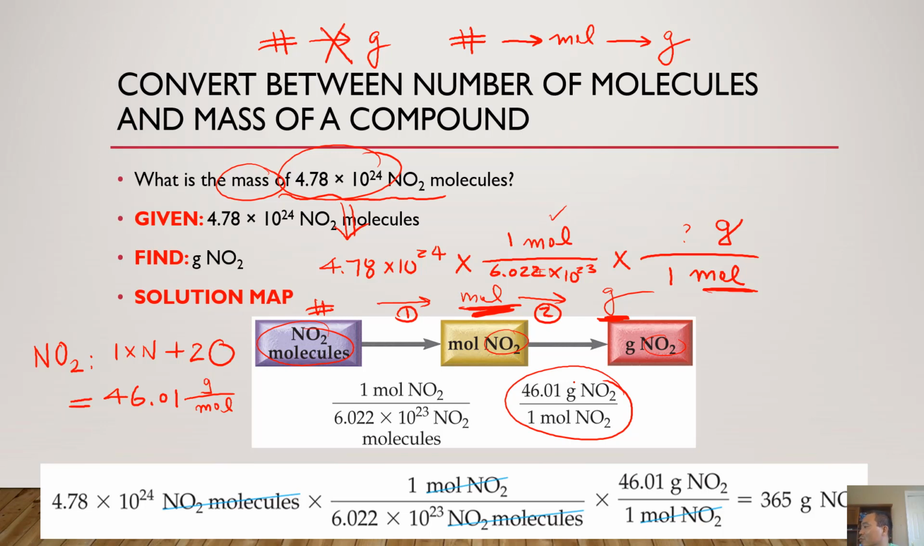Okay, so 46.01. Okay, so mole is cancelled out. You leave grams as the last unit. And after you keep the correct number of significant figures, you find out that we have 365 grams of NO2. So for the multi-step conversion, you can also do it very similarly to what we have learned previously, similar to foot converted to inch, then back to centimeter.